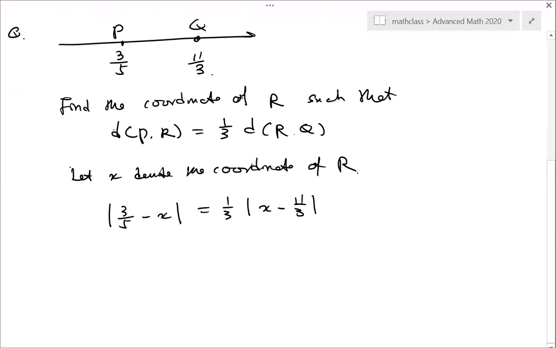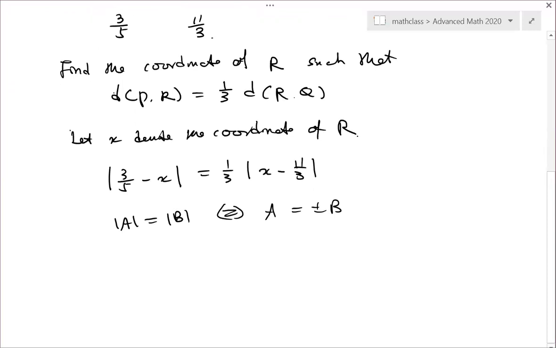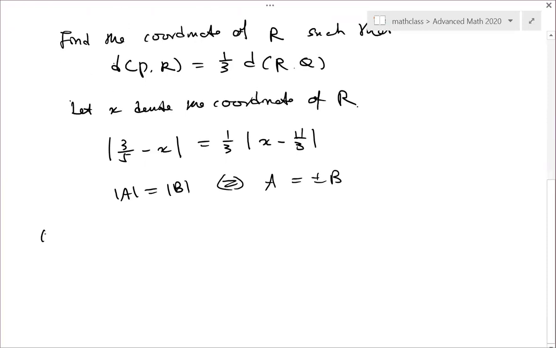That requires algebra. What we're doing in so-called coordinate geometry is applying algebra to geometry problems, using numbers and variables to solve the geometry problem. Recall that if the absolute value of A equals B, then A is going to be plus or minus B. A could be negative B, so you have two possibilities.